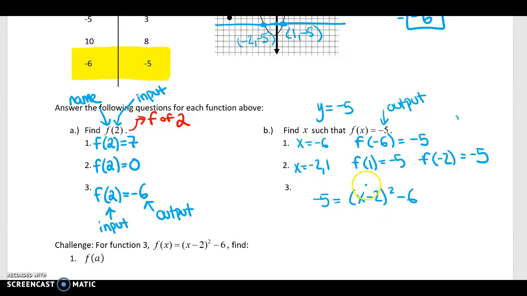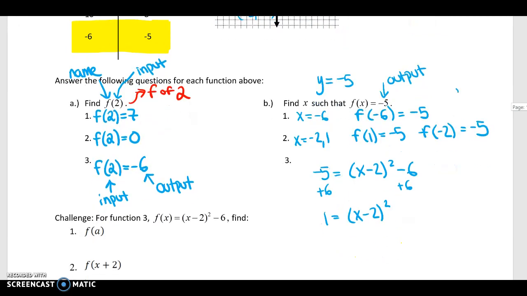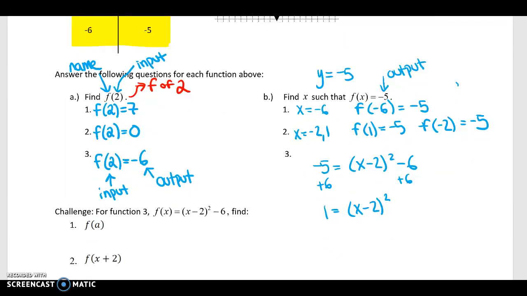So when you solve an equation, you're going to try and isolate the variable. So first thing I want to do is move the 6 over. Add those together, you get 1 equals (x minus 2) squared. Now that x is kind of trapped inside this squared, so I need to think, how do I undo a square? The answer to that is you take a square root. So the square root of 1 is just 1. The square root of (x minus 2) squared is just x minus 2.